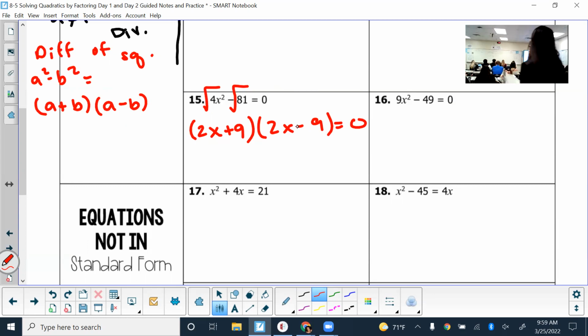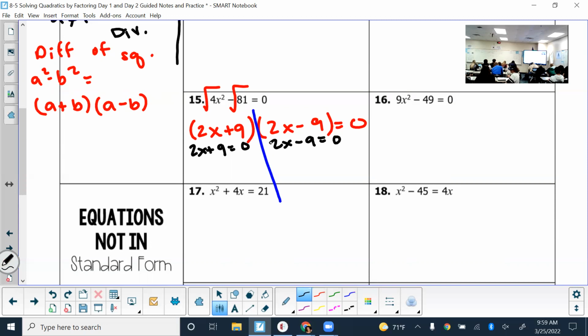Step 3 on the front of your paper is to set each factor equal to 0 and solve for x. So then I have 2x plus 9 equal to 0 and 2x minus 9 equal to 0. Do I get rid of the 2 first or the 9 first? How do I get rid of it? Subtract it. Go ahead.